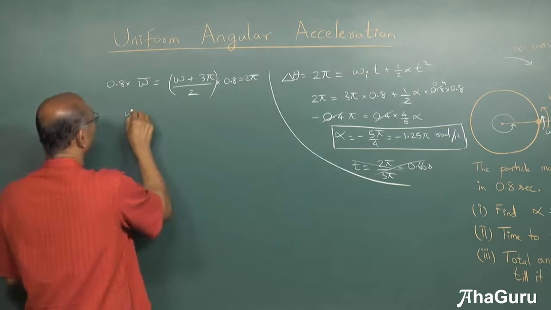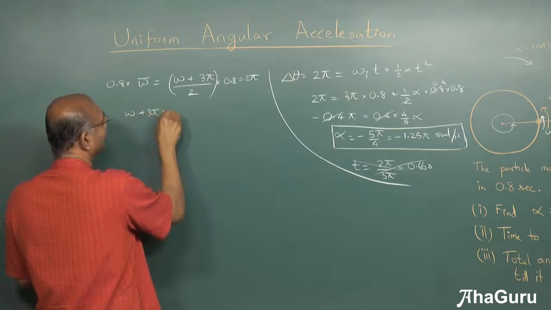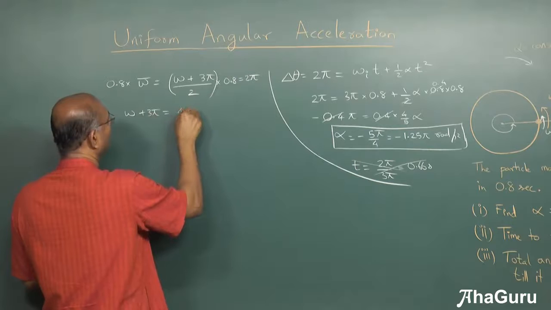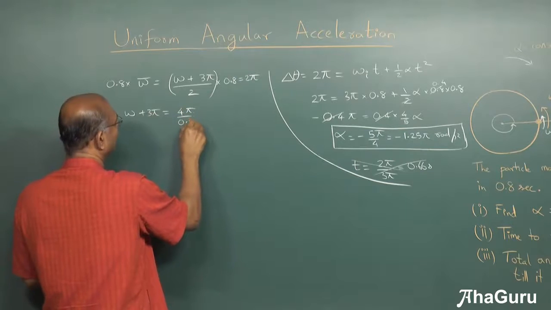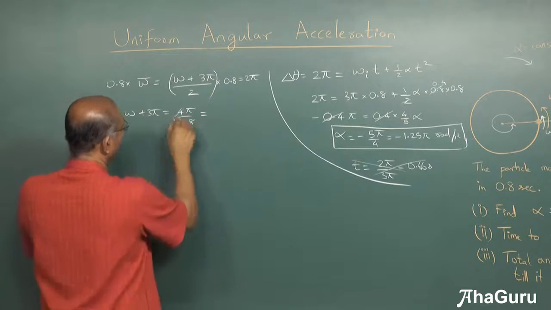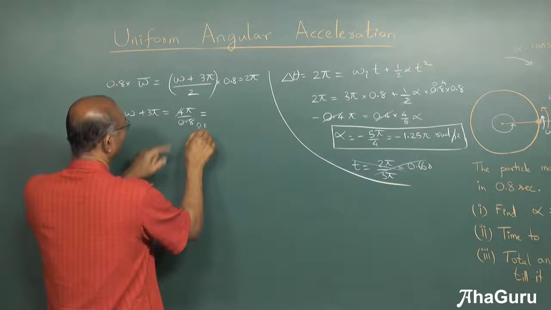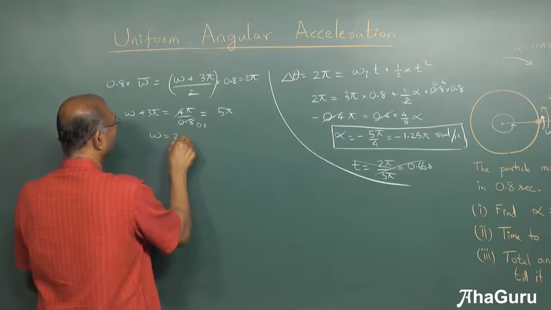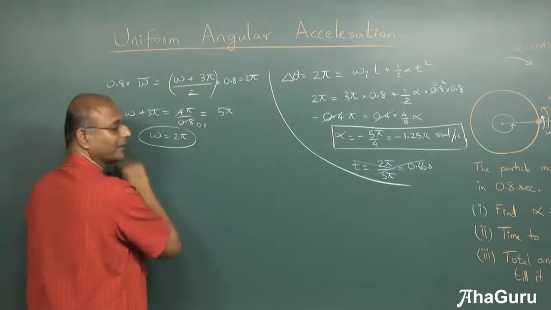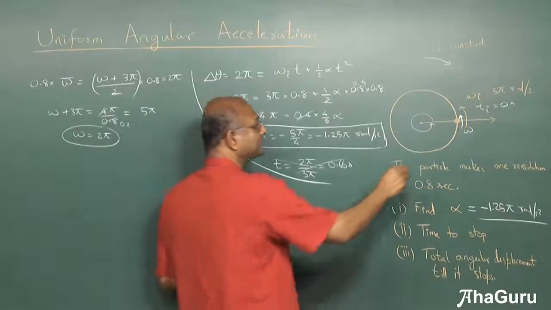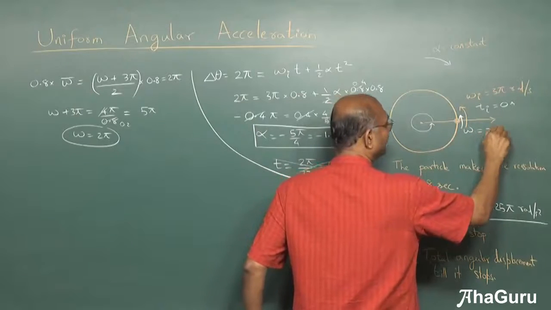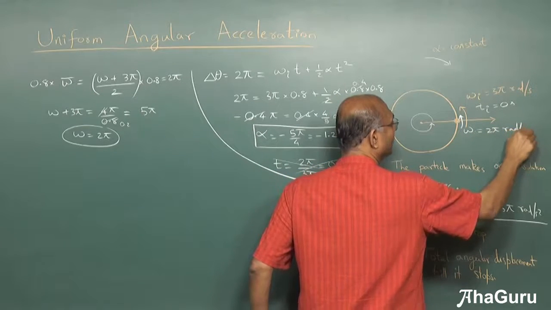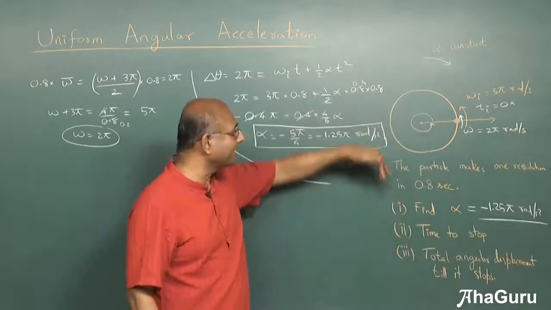So that means omega plus 3 pi must be 2 into 2, 4 pi by 0.8. And so if I cancel this out, this is 0.2. And so that is going to give me 5 pi. It tells me that omega is 5 pi minus 3 pi, 2 pi radians per second. So that means when it comes back the second time, its angular velocity will be 2 pi radians per second.